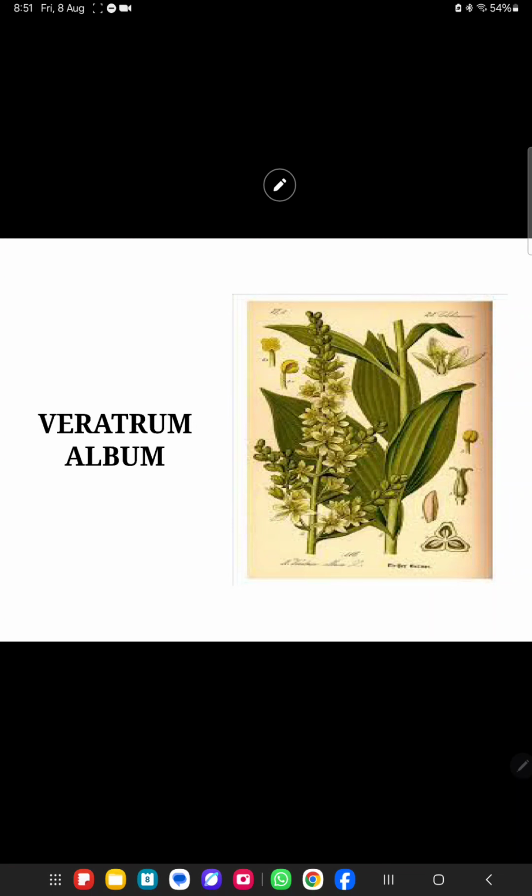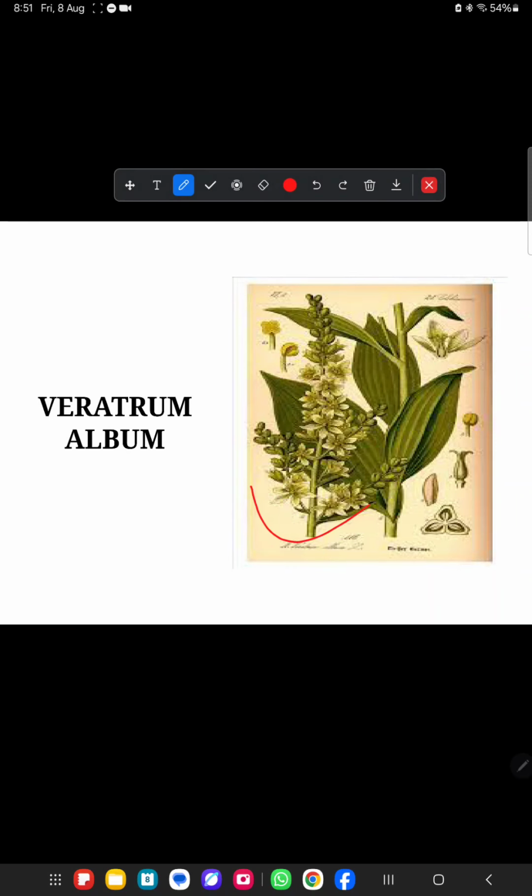Today we will read Veratrum album. You can see in the pictures, this is the plant of Veratrum album. Which part of the Veratrum album is used in the preparation of medicine? Can anyone tell? Generally, the rhizome is used in the preparation of medicine.